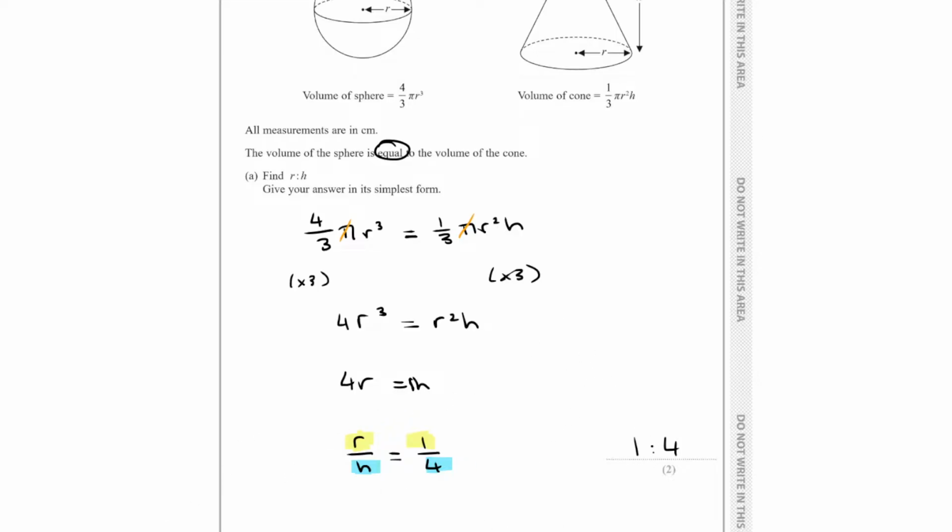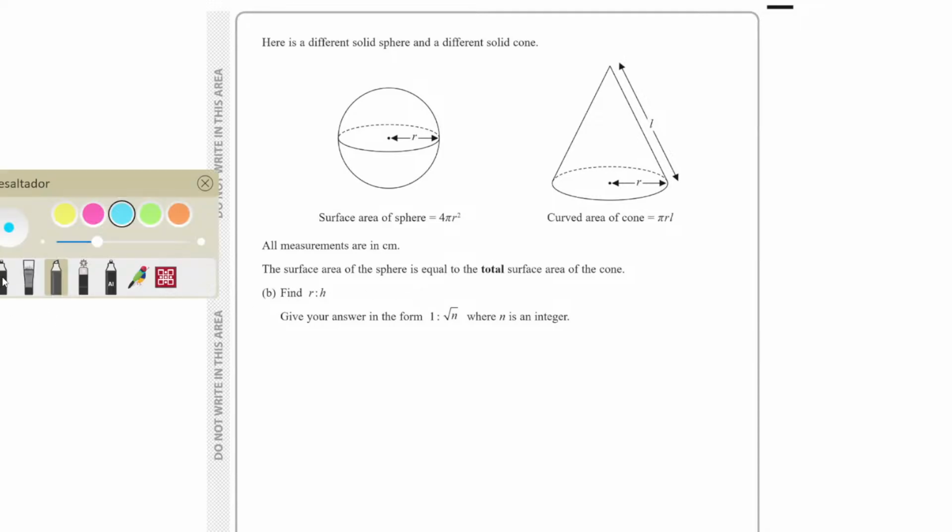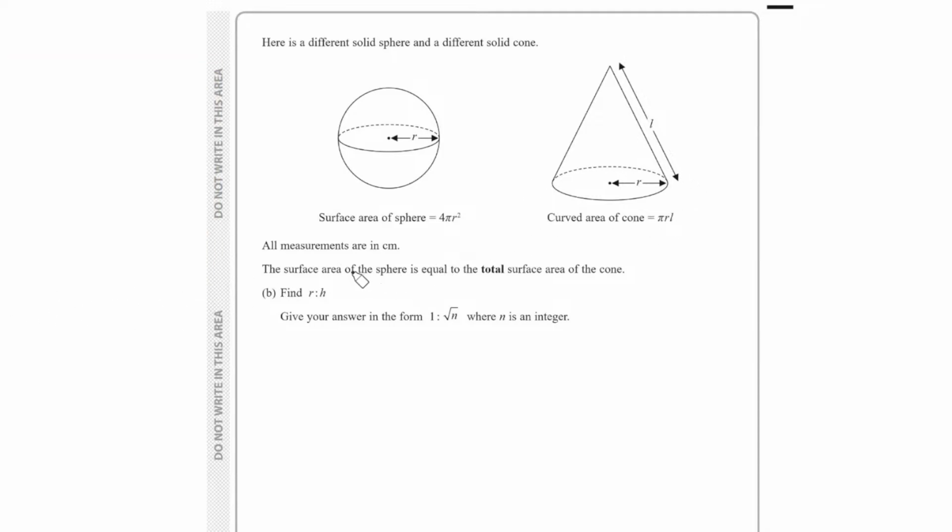I think part B was kind of similar. Yeah, so part B, we've actually got now the surface area. Just be careful though, obviously the surface area of the sphere is the whole thing, but the formula they give you for surface area in terms of a cone is only the curved bit, so that doesn't include the base, which we would need to add. So just be careful with that. So the surface area of the sphere is equal to, this is why they put it in bold, the total surface area of the cone, so not just the curved bit, but also the circle at the bottom.